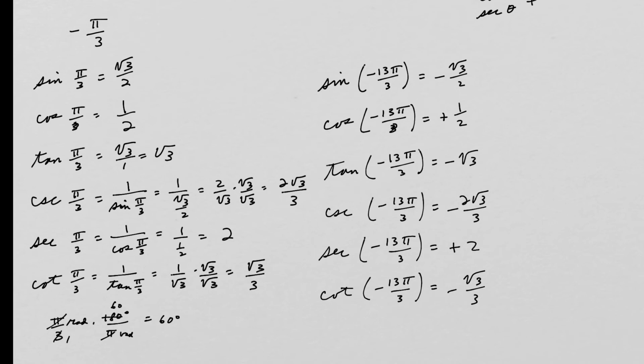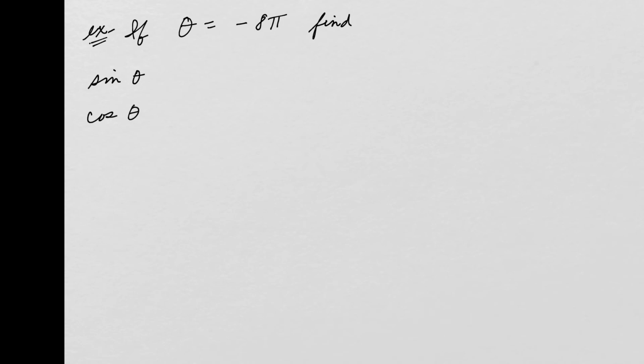All right, here's another example. Okay, so now let's say if theta equals negative 8 pi, find, again, the trig functions of the angle. So sine of theta, cosine of theta, tan theta, etc.